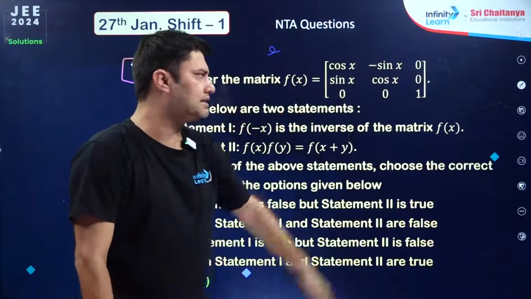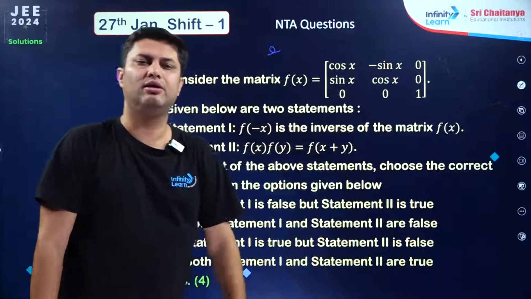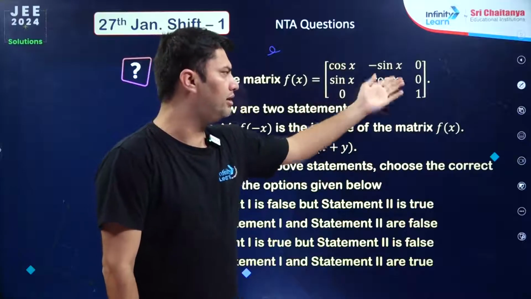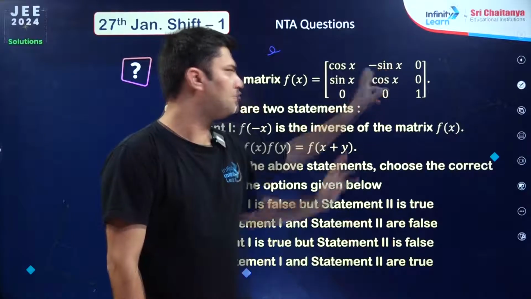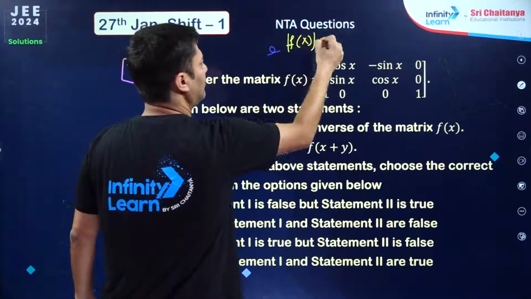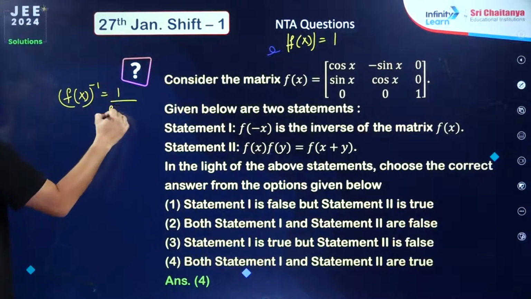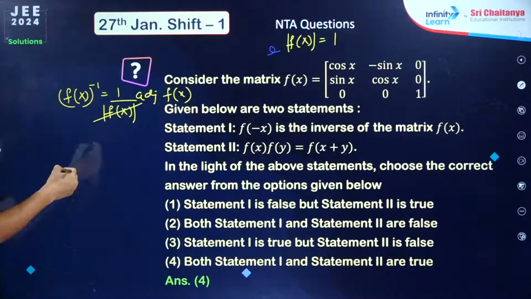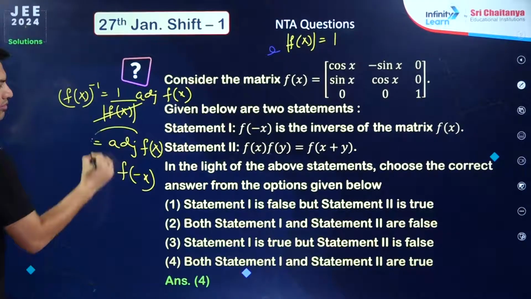If you consider this matrix and below are the two statements, that f of minus x is the inverse of this matrix. So how to find the inverse of this matrix, you know that. The determinant, I think if you find the determinant, it will be 1 only. Because cos x into cos x, cos square x, plus this will be sin square x, 1. So determinant of f x is 1. So if you want to find the inverse of this matrix, that is 1 upon determinant into adjoint of the matrix. So this is 1. So just you need to find the adjoint of f x, and if it comes out to be f of minus x, then definitely it will come.